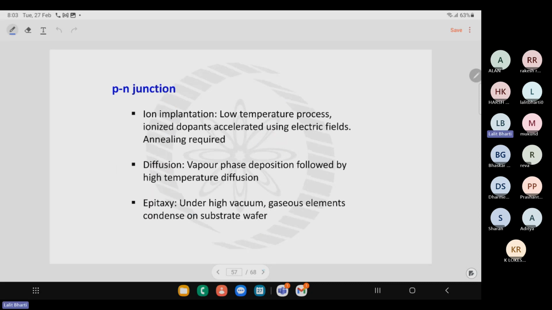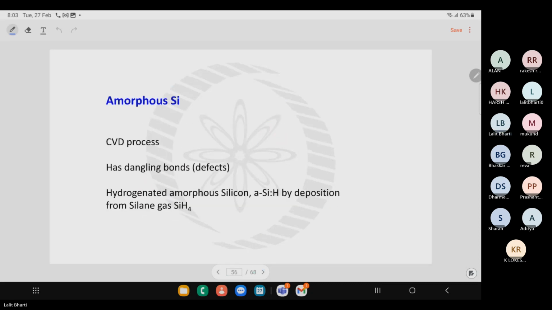So this is the amorphous silicon. Amorphous silicon has some defects.